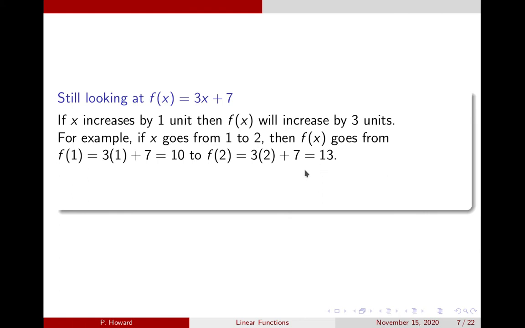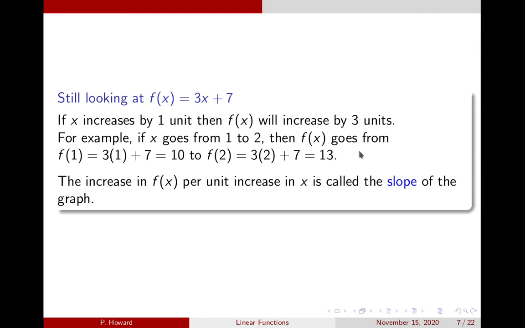So we see that the effect of increasing x by 1 from 1 to 2 has the effect of adding another 3. So this illustrates what I was saying in this first line here, that if you increase x by 1 unit, f of x will increase by 3 units. The increase in f of x per unit increase of x is called the slope of the graph.